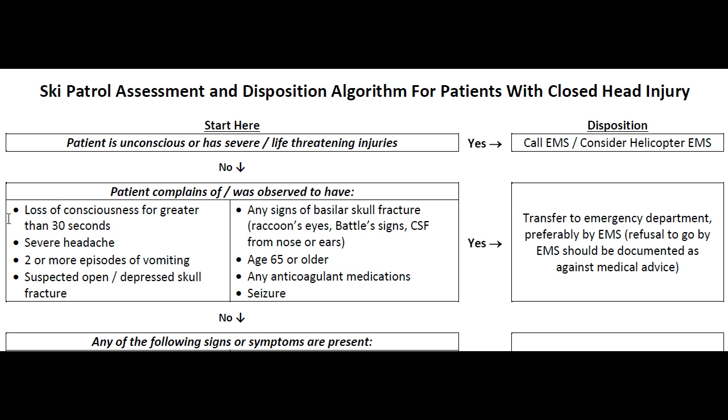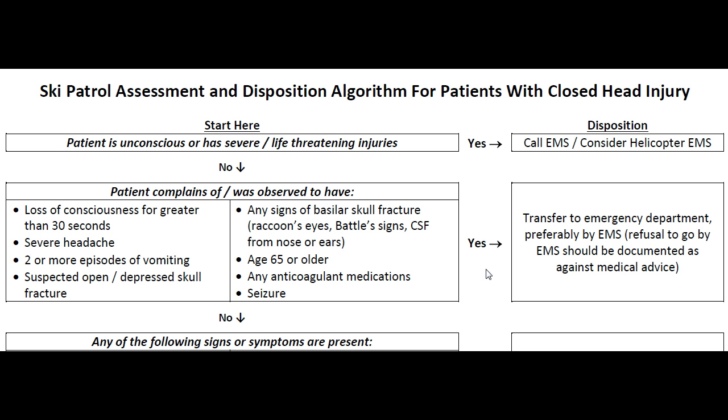They have any sign of a basilar skull fracture, so raccoon's eyes or Battle's signs or cerebrospinal fluid leaking from the nose or ears. They're older than 65. They're on any anticoagulation medications. And you really need to even consider aspirin as potentially falling into this group, as it does cause quite a bit of platelet inhibition, and patients on aspirin can have significant ongoing bleeding, particularly intracranial bleeding. Or the patient had a seizure at any time after the closed head injury. Those are all findings that make us fairly concerned about the possibility of intracranial hemorrhage.